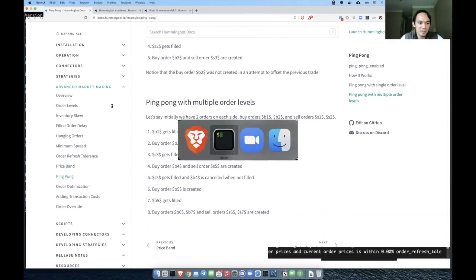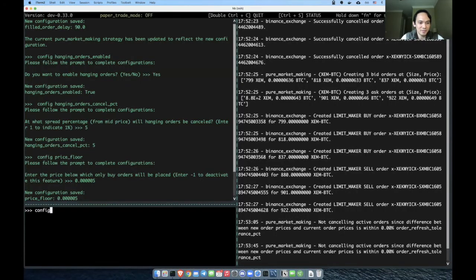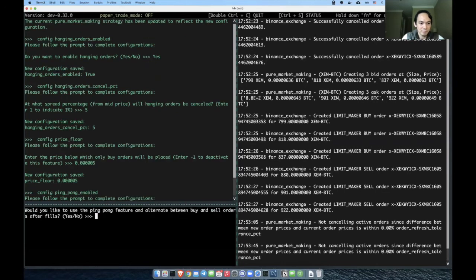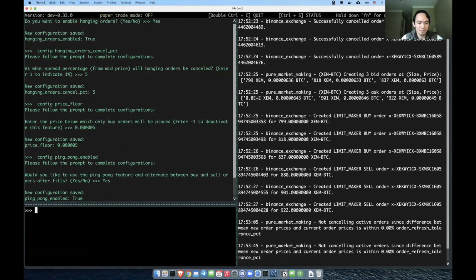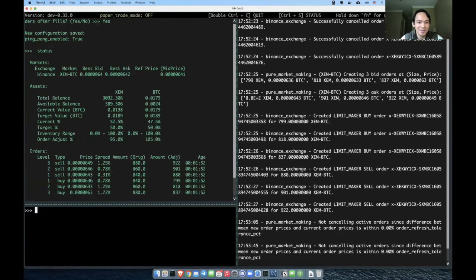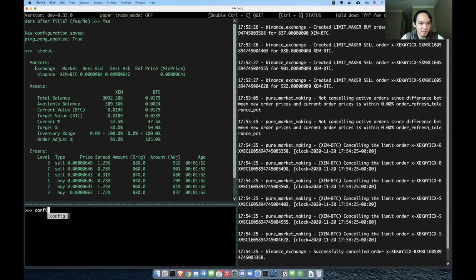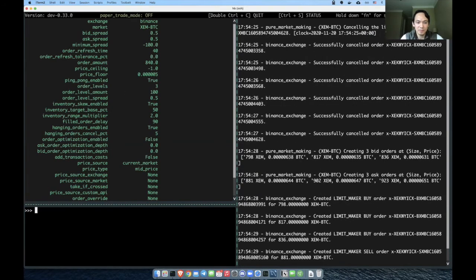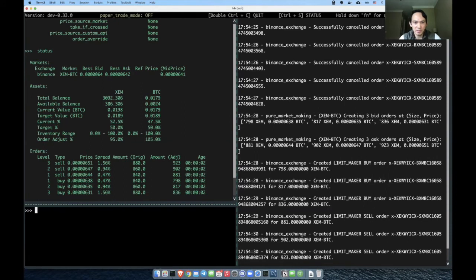So again, pretty simple, set the config. So just ping pong enabled. I guess one of the things here is with these features, we can't exactly demonstrate them live that much. It's now enabled, so if we hit config to list our configs, we can confirm that it's enabled. A lot of these you can't really see until trades happen and some time passes.